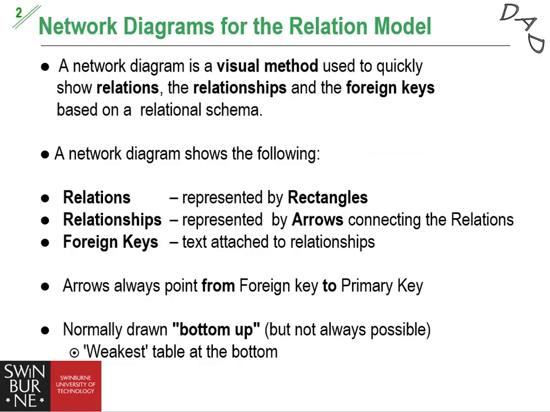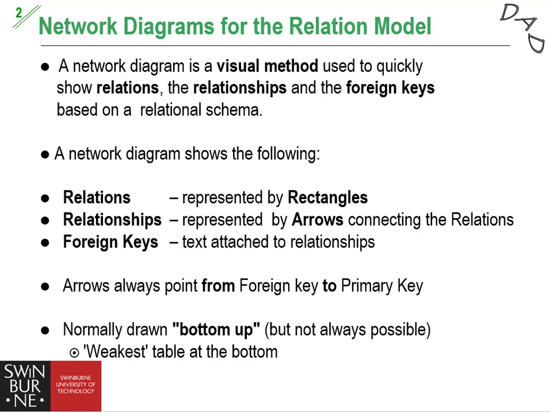So let's first work on network diagrams. A network diagram is a visual method of showing the relationships, entities and the foreign keys based on your relational schema, right? So once you have done your entity relationship diagram, sometimes it looks a bit messy, right? There are lots of entities, lots of relationships, lots of attributes. So sometimes it won't make any sense if you see a messy big diagram.